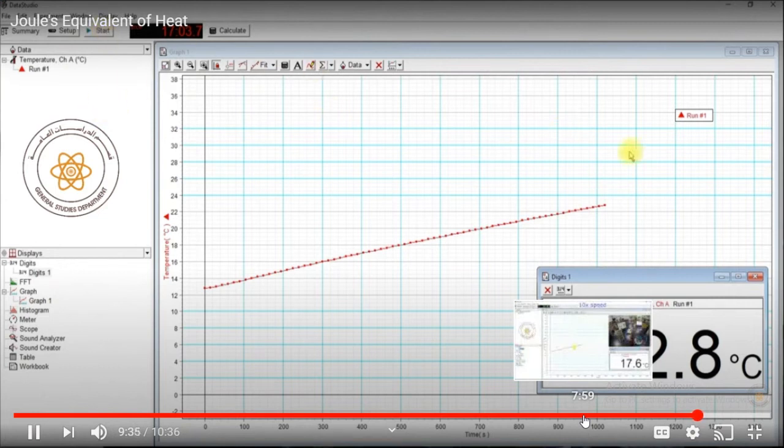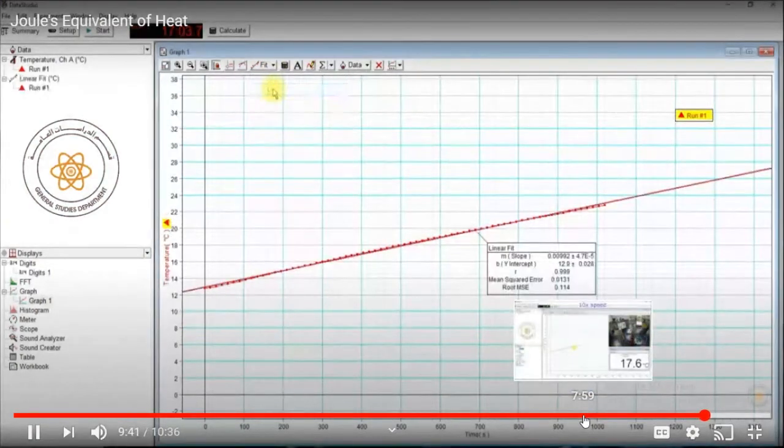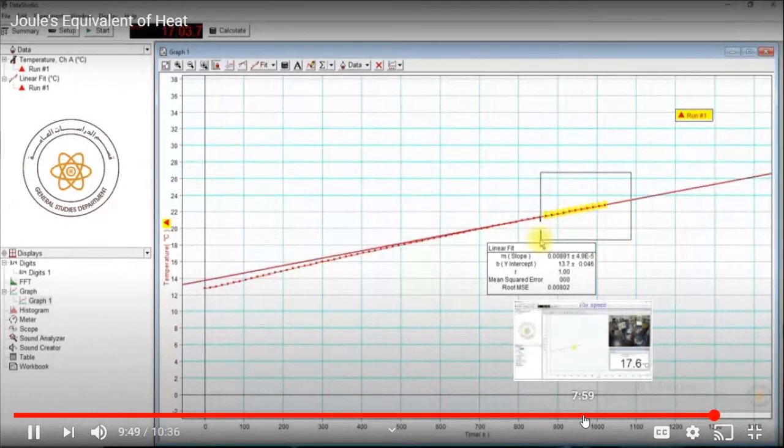We do that by highlighting a straight line portion of the graph. Now, most of the graph looks straight if you do fit and linear fit, but the best way to get the data is from towards the end of the graph. That is because towards the end of the graph, the water was given enough time for the temperature to equalize or normalize.